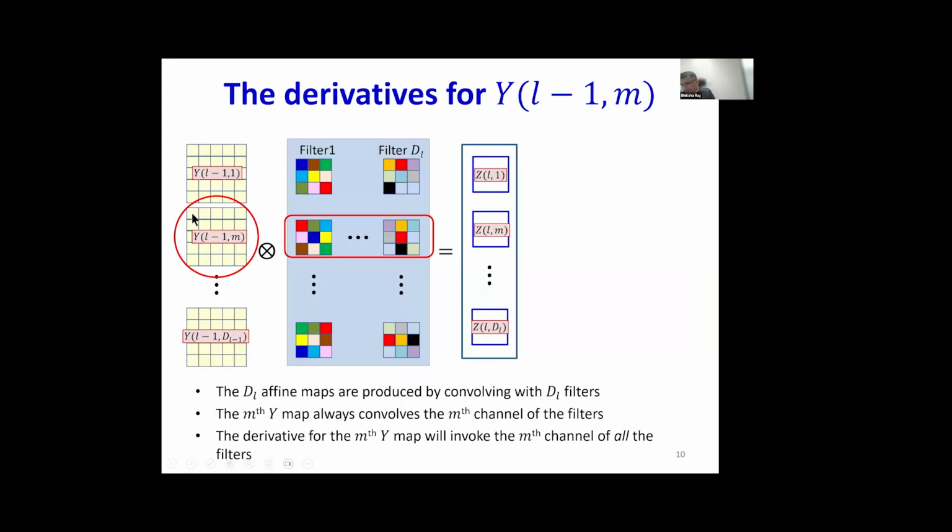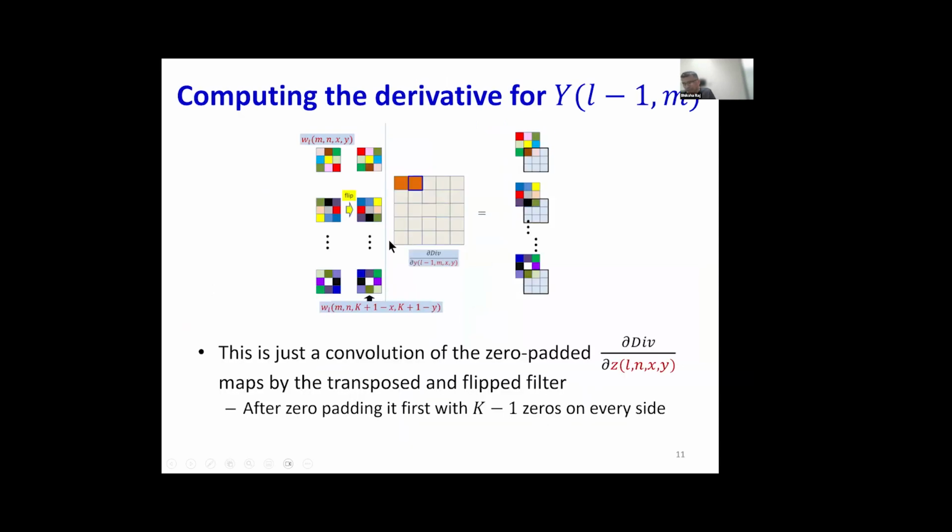Let's look at the first one. If I want to compute the derivative of the divergence with respect to the nth input channel, then I would consider the nth channel of all of the filters. This nth channel is now going to be transposed, which is flipped left to right, top to bottom. The output derivative maps for all of the affine outputs are zero padded, and then these transpose filters are convolved with the zero padded derivative maps for the affine layer, and that gave us the derivative for the input channel. Do you guys remember this?